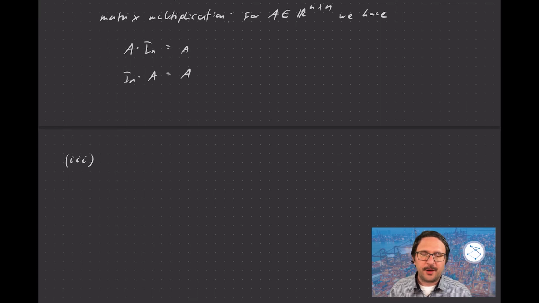Third property, also a property that we usually want for a multiplication, where we also have an addition. That is, we usually want these operations to be distributive. And let me just write down what that means. It's easier to see, I guess. So what I want is: matrix multiplication is distributive.